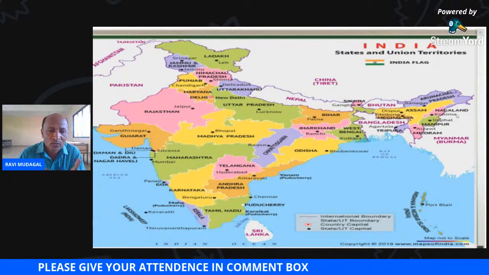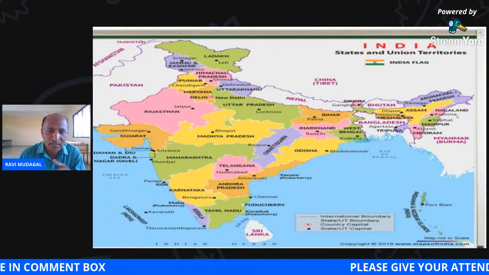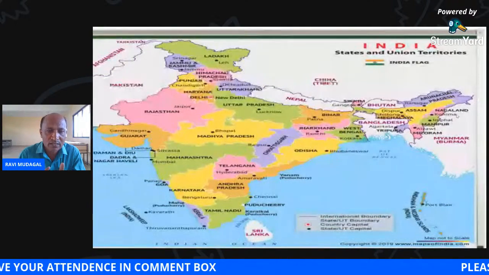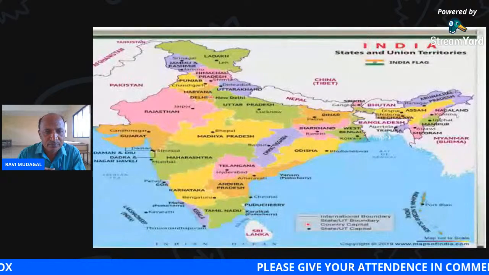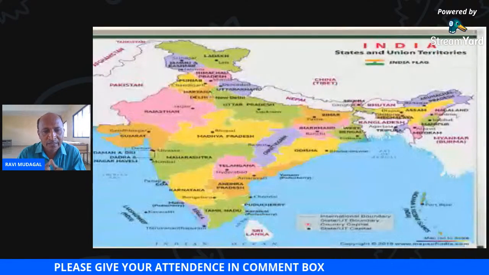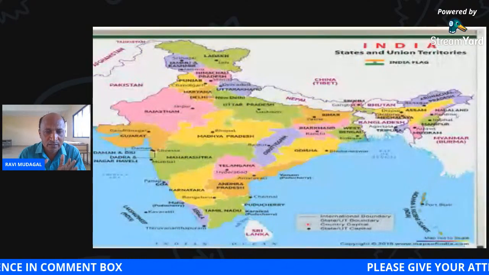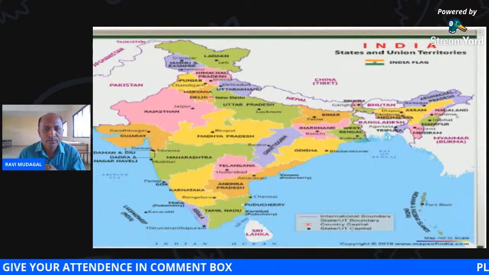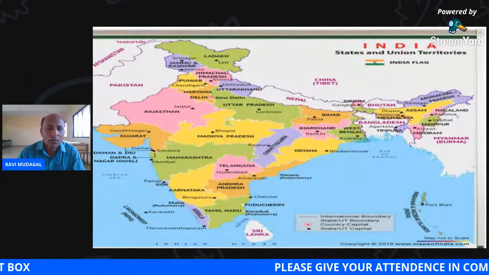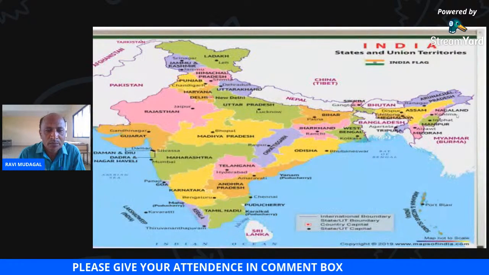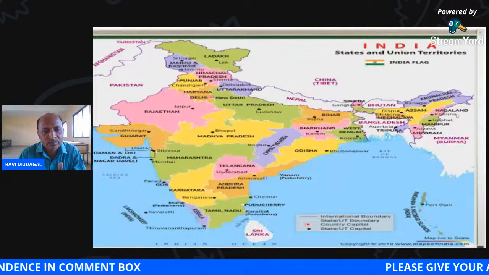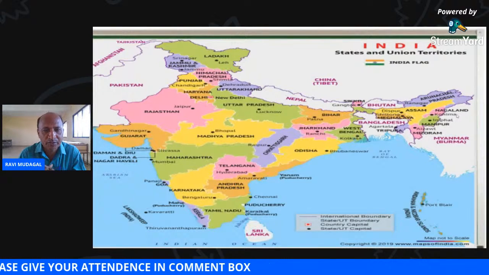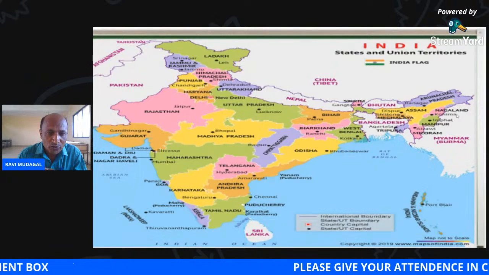Now, take a little time to look at the map of India and the 28 states and 8 union territories. You can understand what the 8 union territories are, and what the states of our country are. Hopefully, you have noticed the 28 states of our country in this map. Hopefully, you have noticed the 8 union territories of our country. Right. Shall we move on to the next slide? Okay.